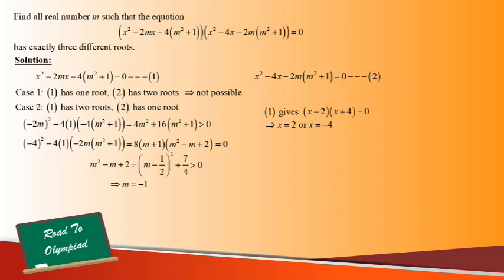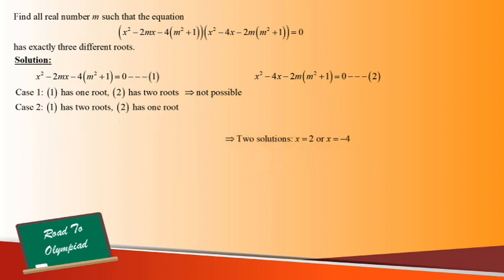And equation 2 gives us x squared minus 4x plus 4 equal to 0. This can be factorized as (x minus 2) the whole thing squared equal to 0 and gives us the root x equal to 2. Notice that in this case, we only have two solutions, x equal to 2 or x equal to negative 4, which is not what we want in the question. Therefore, this case doesn't give us 3 different roots as we desire.